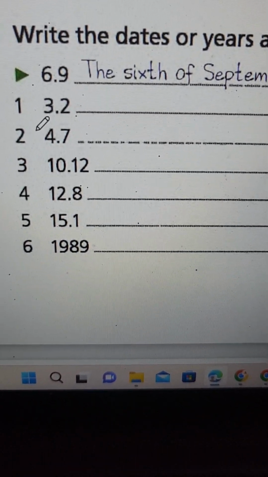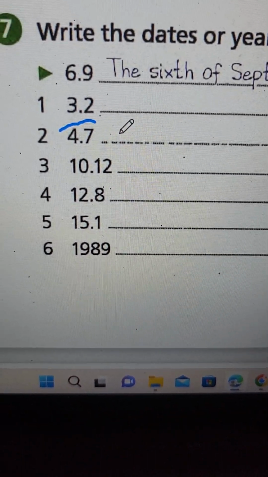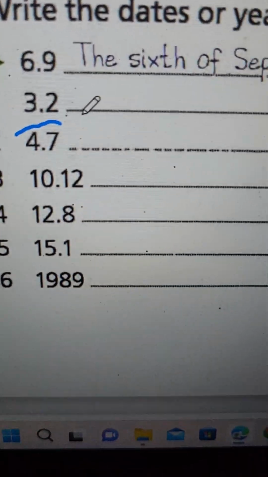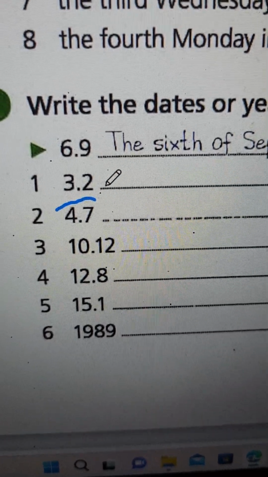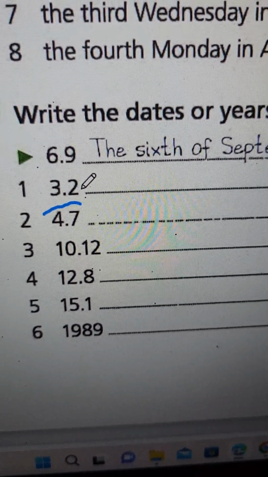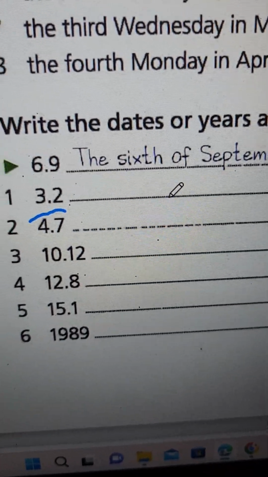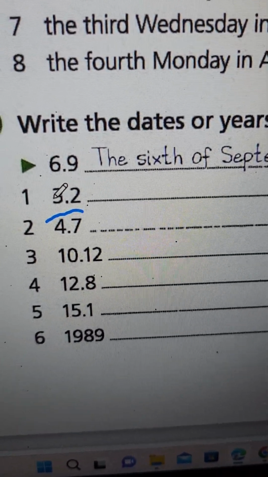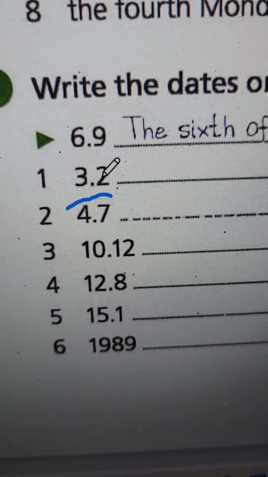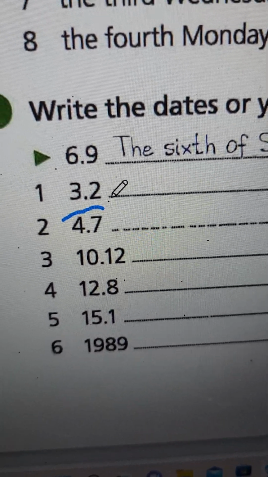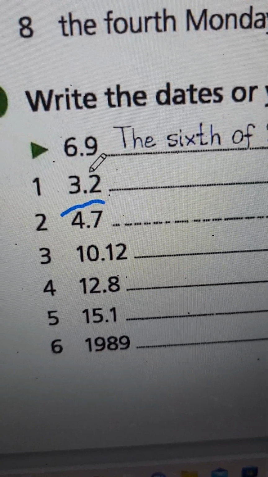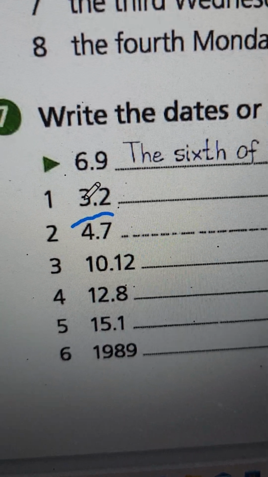Who can say number 1? Day, month. What is it now? Yes, the 3rd of February. Right. The 3rd of February. Or February the 3rd. You can say that.